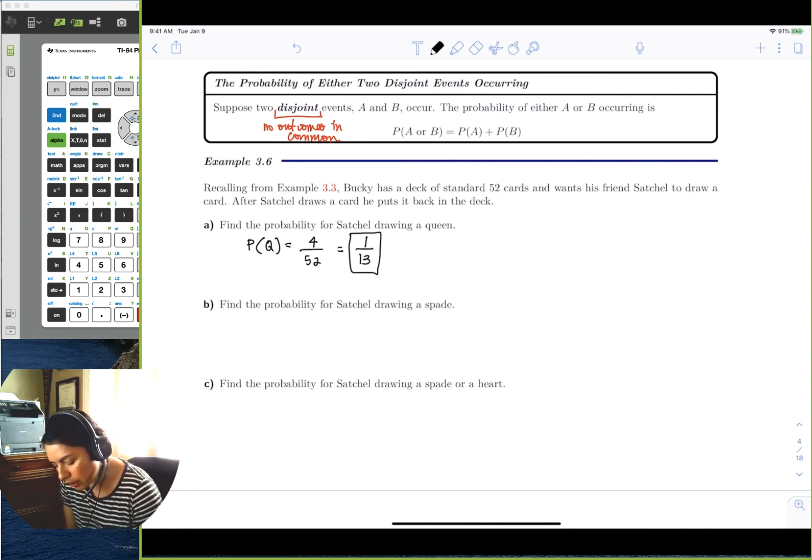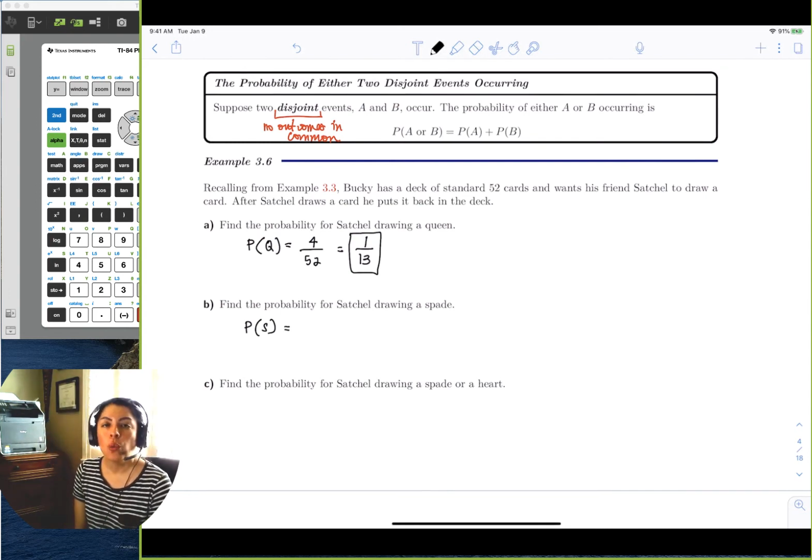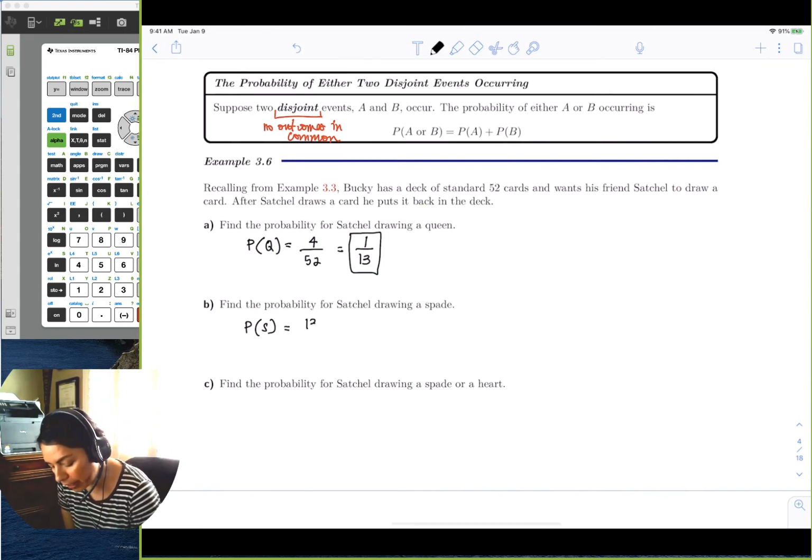The next one is the probability of Satchel drawing a spade. So what's the probability of drawing a spade? Well, that's just the number of spades I have in the deck out of 52 cards. And so I have 13 spades, or 13 of any suit, right, out of 52, which is 1/4.